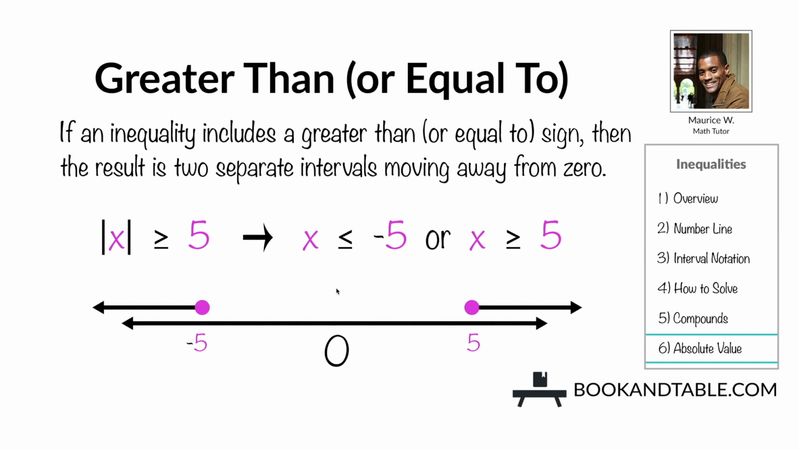It's the same when we have greater than or equal to. The only thing that changes is the numbers in the interval are now included, but the values are still moving in the same direction.